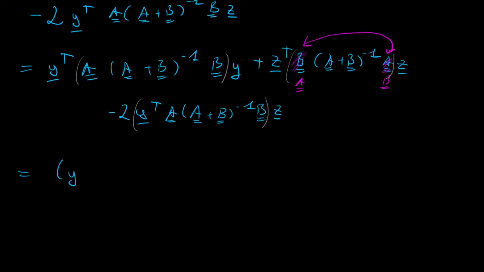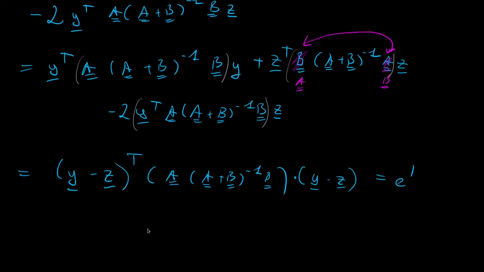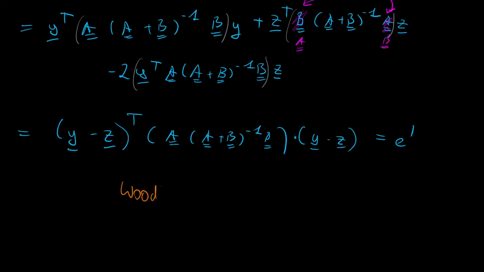It is given as y minus z, or vector y minus vector z, transpose, and then the matrix is A times (A plus B) inverse times B, closing brackets, times vector y minus vector z. That is already a good solution to our e prime. Recall, we are still in completion of the square, but we can simplify it even further. And for this, we will use the Woodbury matrix identity.